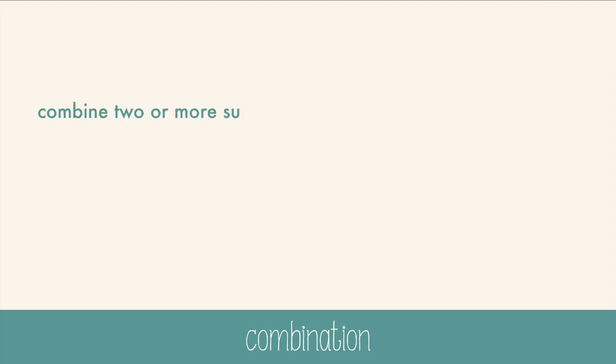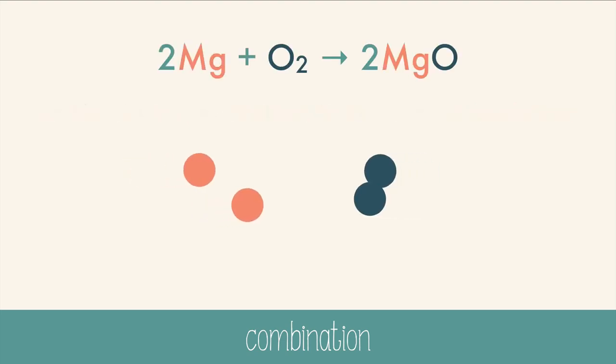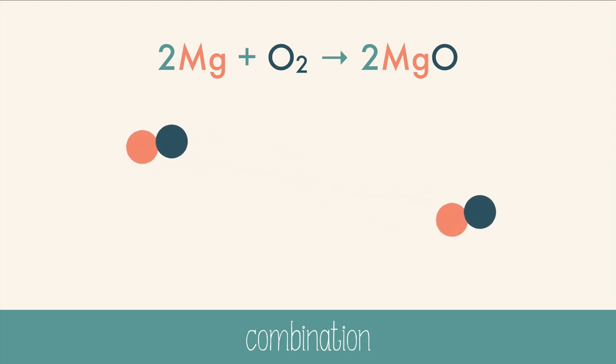Combination reactions combine 2 or more substances to form a new single substance. This example is elemental magnesium and oxygen combining to form magnesium oxide. The 2 elements combined and formed one ionic compound. Even though it made 2 units of magnesium oxide, they're the same substance.